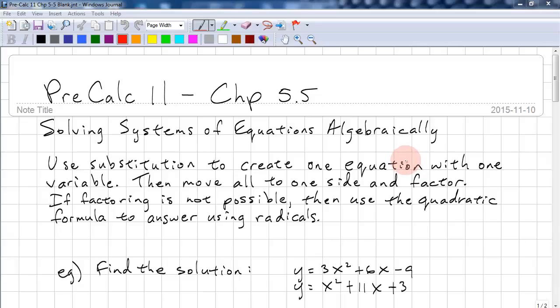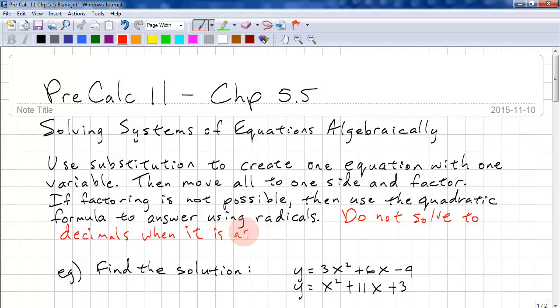Pre-Calc 11, Chapter 5.5. Now we're going to look at solving systems of equations algebraically. What we want to do is use substitution to create one equation with one variable, then move everything to one side and factor. If factoring is not possible, then use the quadratic formula to answer using radicals. The note here is do not solve to decimals when it is asking for algebraic.